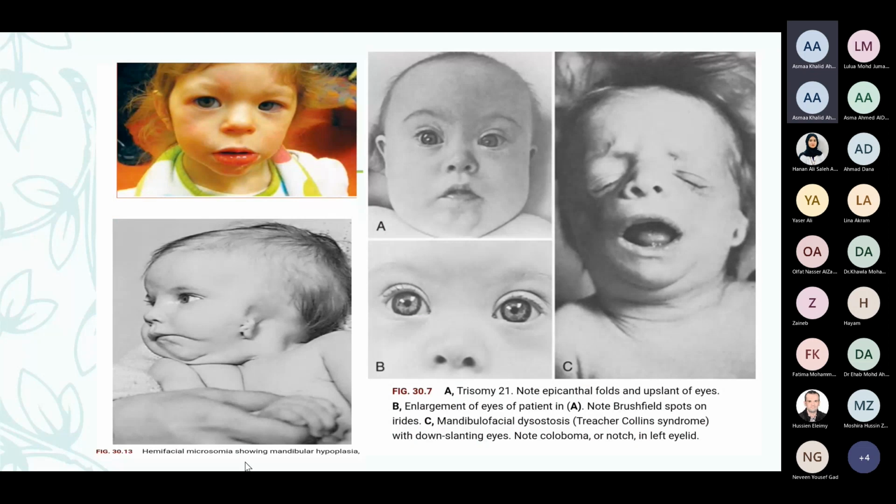You can see here in figure A, this is trisomy 21, this is the enlargement of the eye. You will see in figure C, it's mandibulofacial dysostosis, like Treacher Collins, and the colored picture is actually Williams syndrome. And you have the mandibular hypoplasia in the last photo, which is in Goldenhar syndrome.